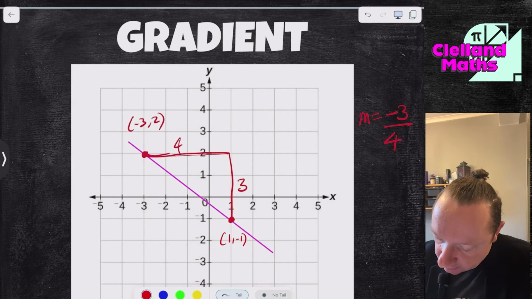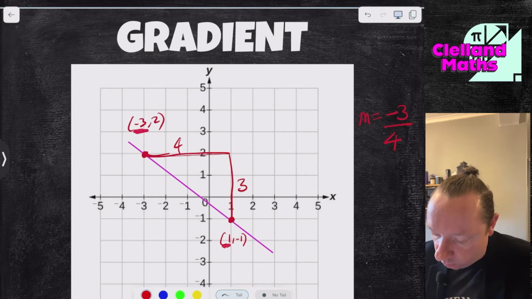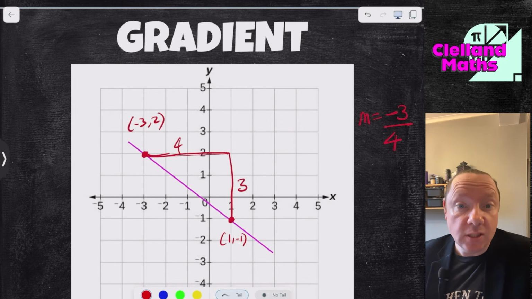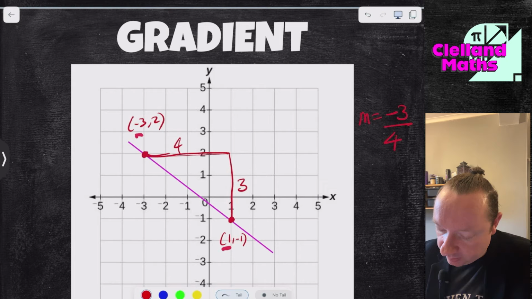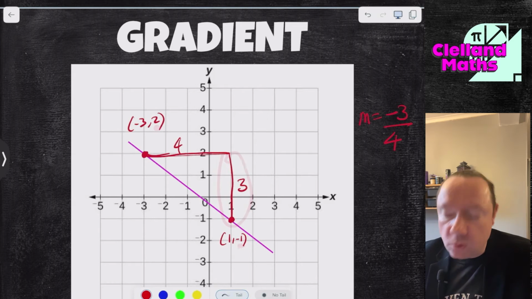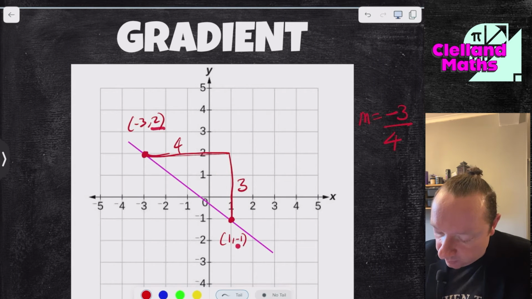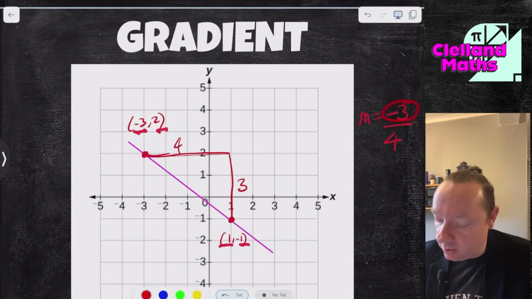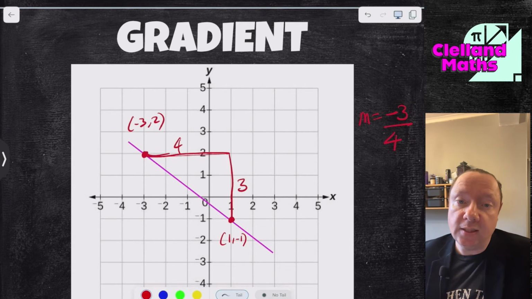If I want to know the distance from here to here, I can count the boxes, or I can check how far apart are minus 3 and 1. So that's essentially the same as saying, what's the difference? So it's the difference between 1 and minus 3 is 4, and the difference between 2 and minus 1 is 3. So to do your gradient, you could just do this number minus this number. 2 minus minus 1 is 3, and minus 3 minus 1 is minus 4. And I would have a minus in it to show my negative gradient straight away. Or I could go the other way. Minus 1 minus 2 would give me minus 3, and 1 minus minus 3, minus minus makes a plus, gives me 4. As long as I do the difference between the x's and y's, I will get my gradient.